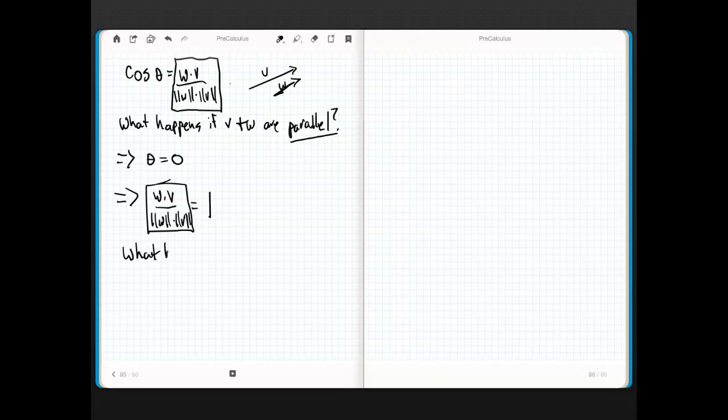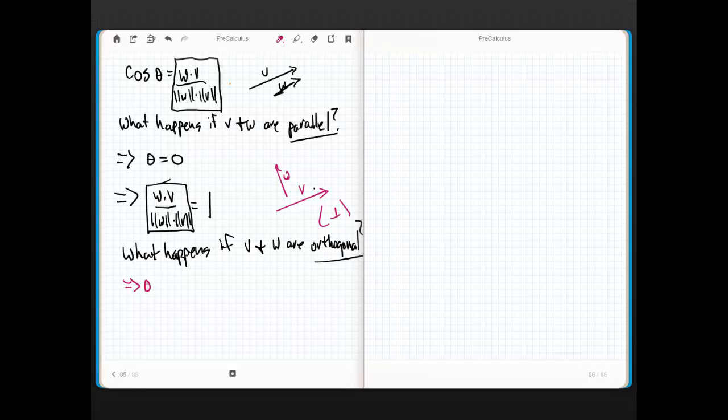Another question: what happens if v and w are, now here comes a physics word, orthogonal? Now, what does orthogonal mean? Orthogonal means perpendicular. Right? Okay, so let's draw an example. Here's v and here's w. What does that mean about the angle in between them if I move it? Well, it's 90 degrees, right?